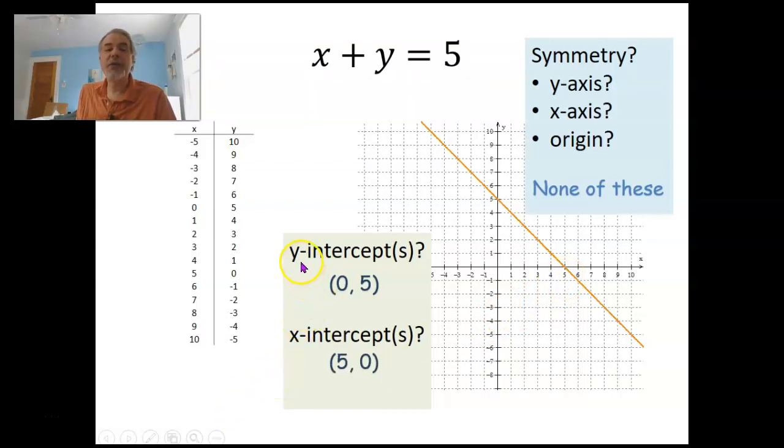Notice for the y-intercept, the x is 0. So if you told me the y-intercept was just 5, that'd be okay, because I know you mean that's the point where y is 5, and we don't even need to say that x is 0, because if we're on the y-axis, x must be 0. And the x-intercept happens right here where the x-coordinate is 5, and since we are on the x-axis, the y-coordinate must be 0.